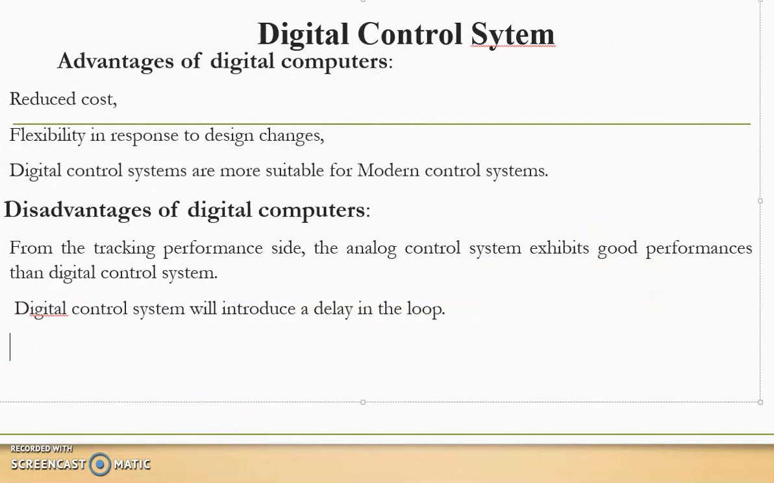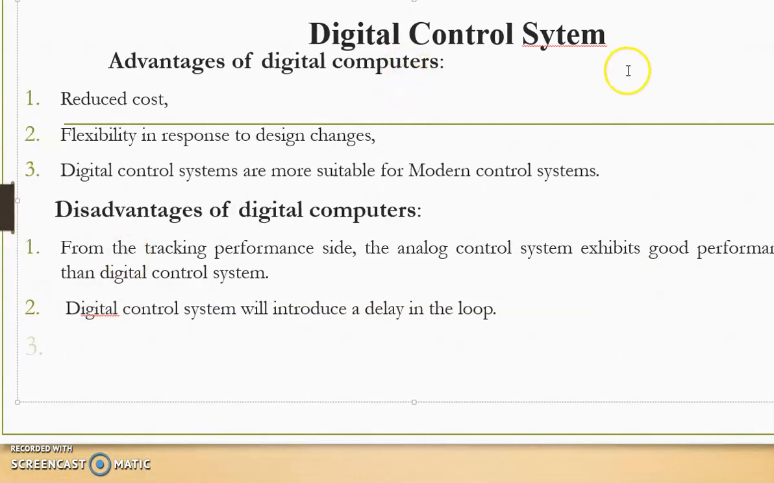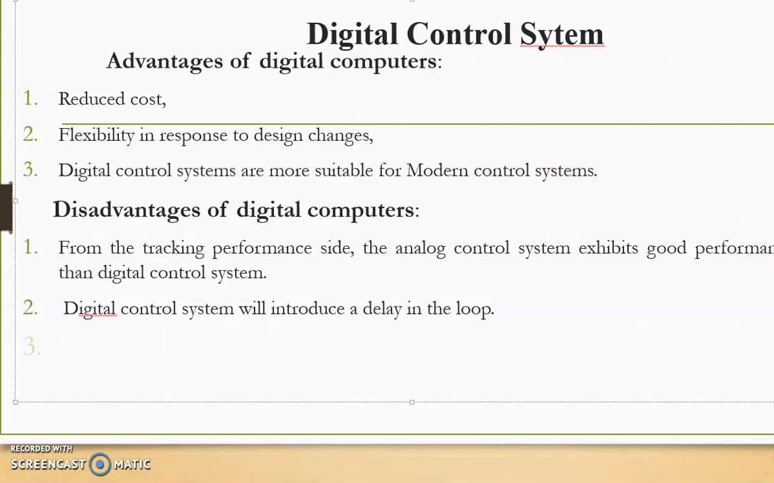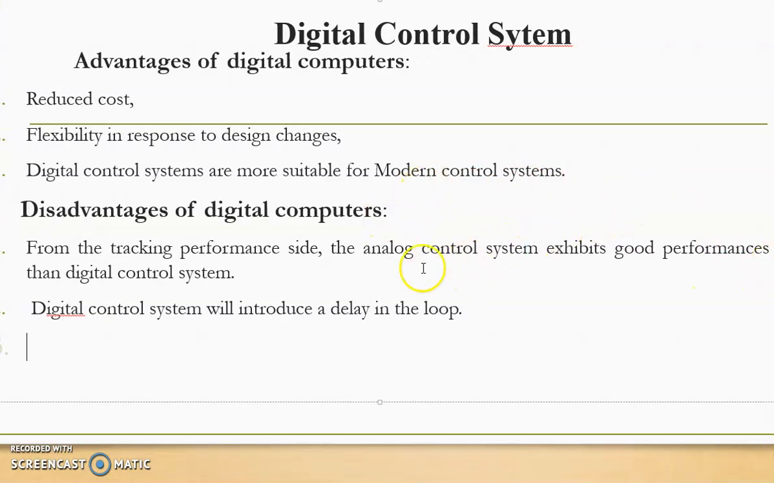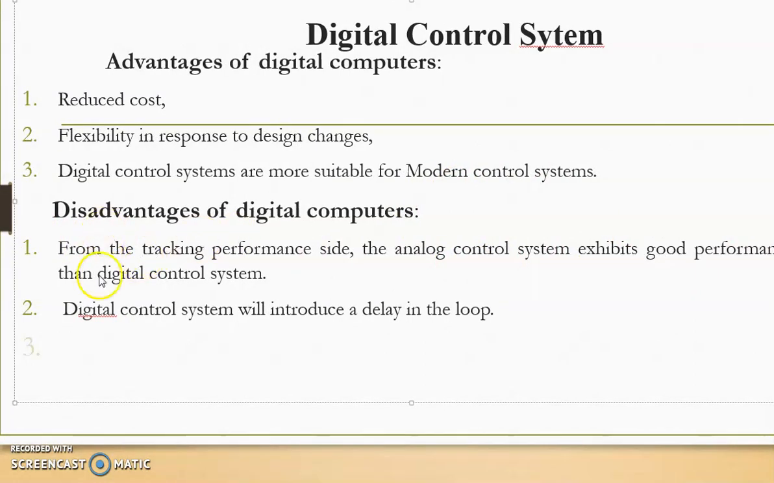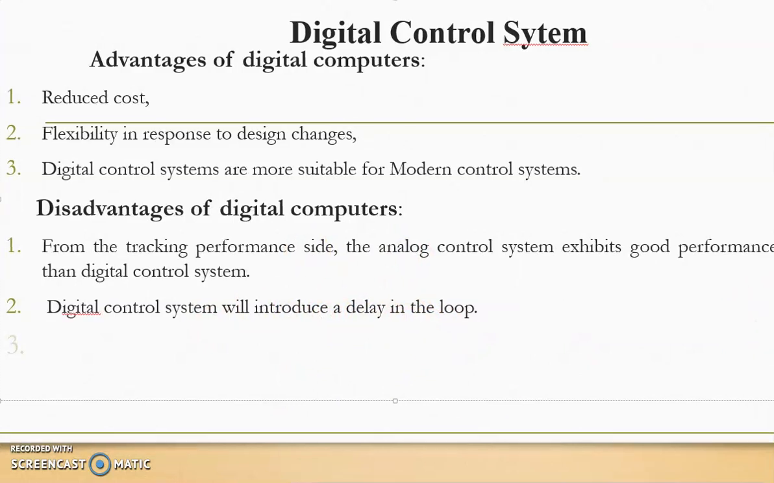Now talking about the good points and the disadvantages of this digital control system: it reduces the cost, and it is very flexible in operation. Digital control systems are more suitable for the modern control system, as the digital computer has to fit with the modern system. Then I have mentioned two disadvantages here, but in my opinion the most important disadvantage of this digital control system is that it introduces a little bit of time delay in the loop. So this is a big problem with this digital control system. Yes, time delay can be observed with this digital control system.